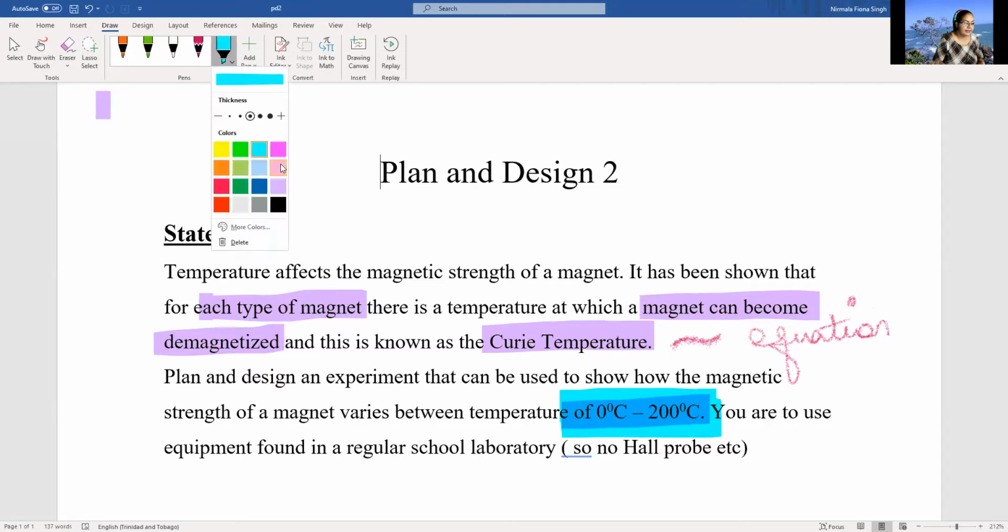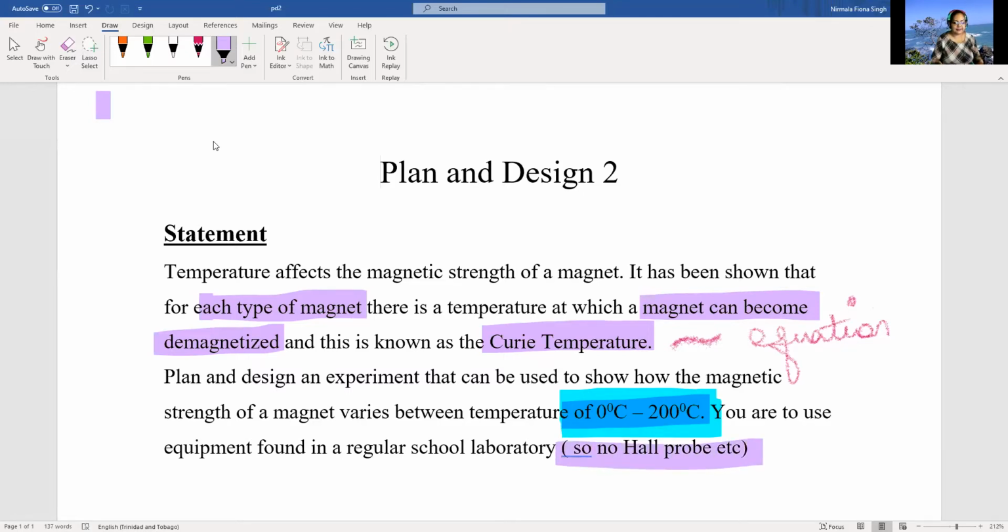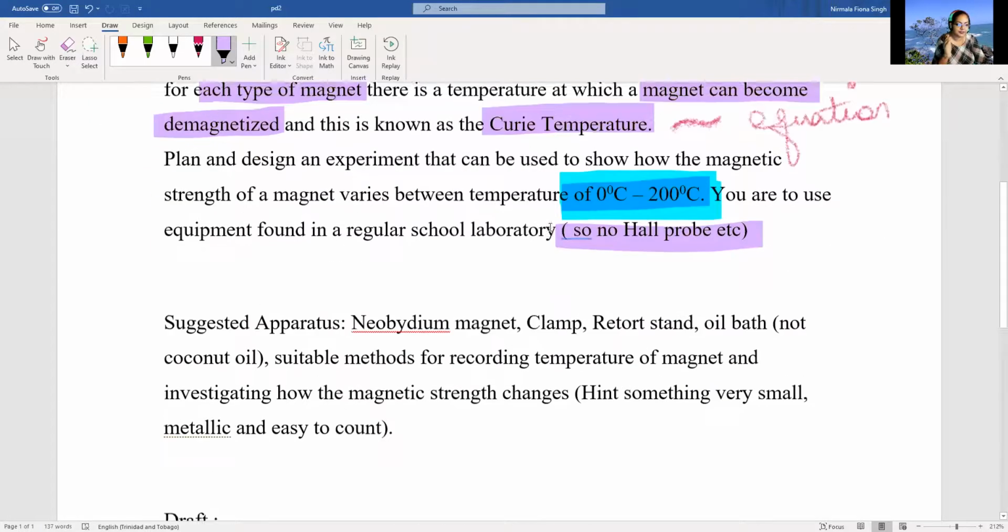There are some constraints with this lab. You are to use equipment found in regular school laboratories. So no Hall probe. You're not just going to heat up a magnet, take a Hall probe, touch it, and get your magnetism. It's not that easy. We want to find an ingenious way to determine how we can see the effects of temperature on magnetism. Then we're going to discuss it and try to work it out together. This is where I said it takes a little bit of ingenuity.